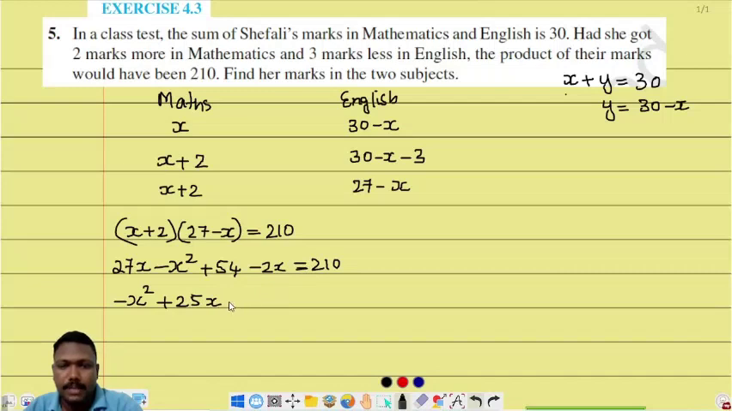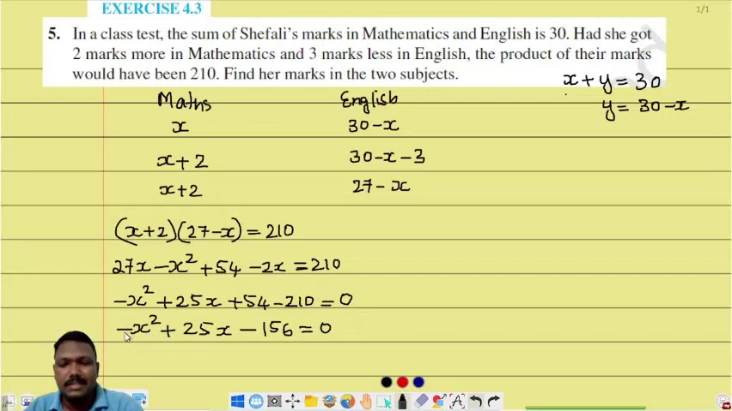So plus 54 minus 210 is equal to 0. That is minus x squared plus 25x plus 54 minus 210. We can subtract 54 from 210, we will get 156. Okay, so minus 156 is equal to 0.